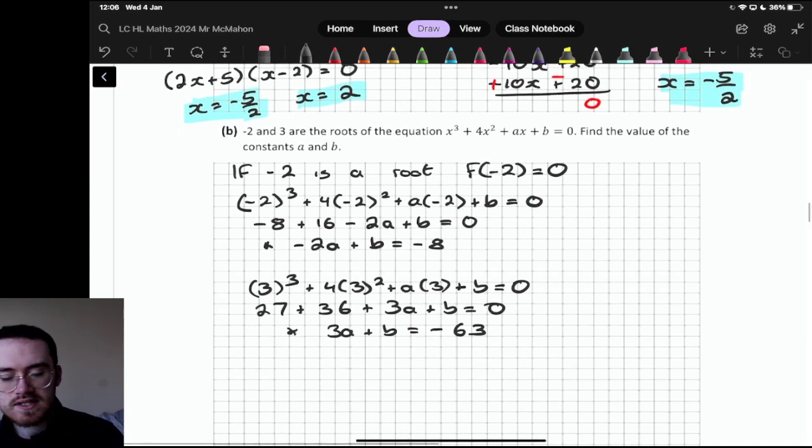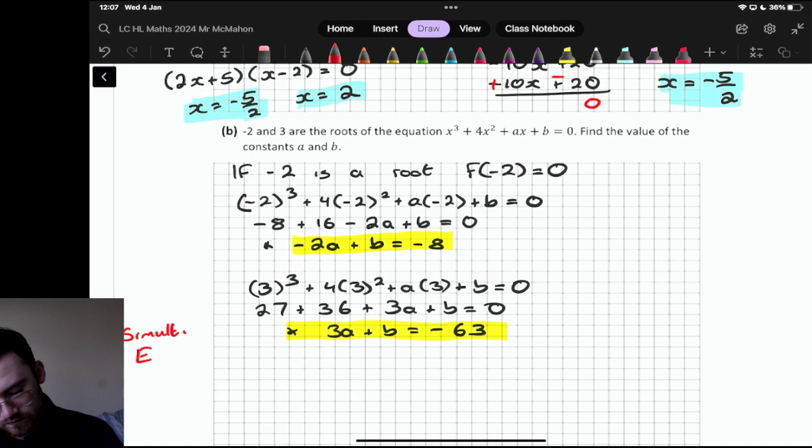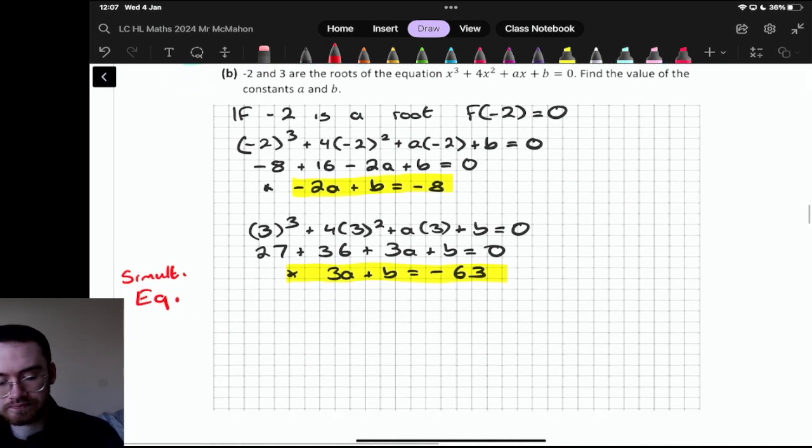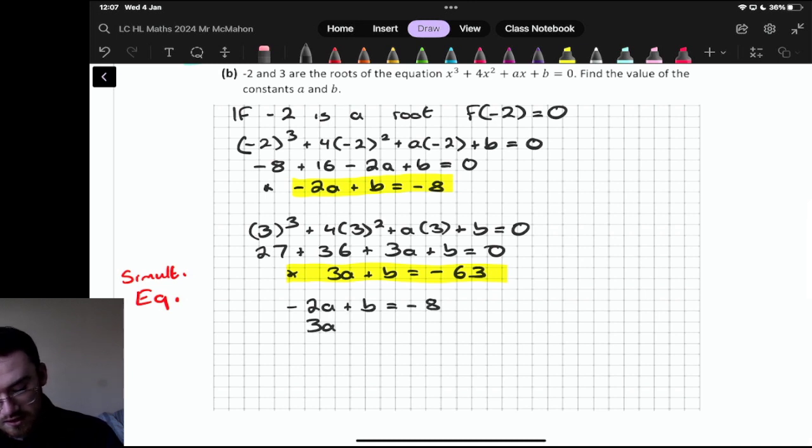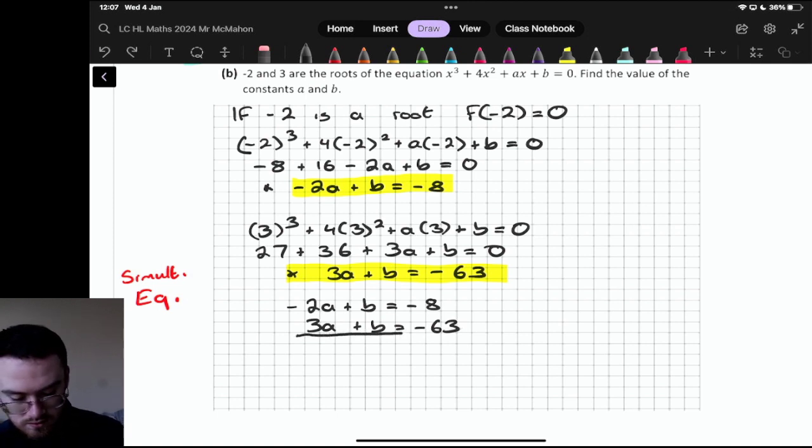Okay, what we should see now with these two equations is that we have two equations with two unknowns, which means that we're going to have to do a simultaneous equation. So let's give that a go. Minus 2a plus b is equal to minus 8. 3a plus b is equal to minus 63. Oh, sorry. Let's just redo that line. Okay, so we're going to be solving a simultaneous equation.